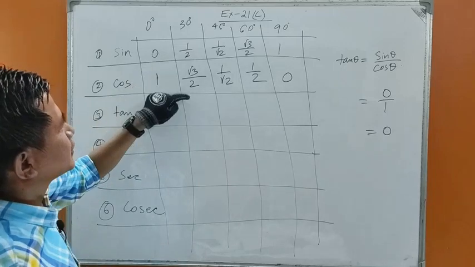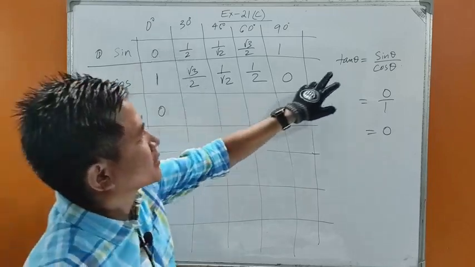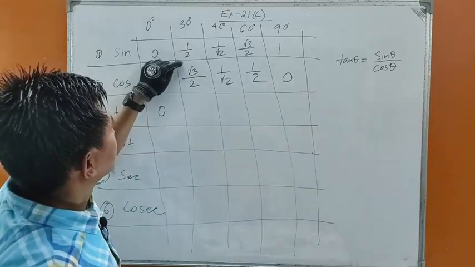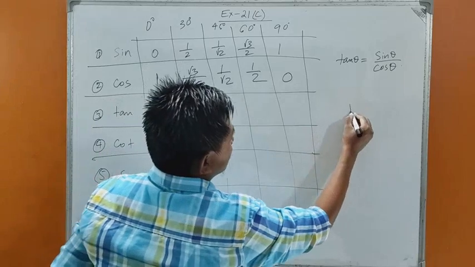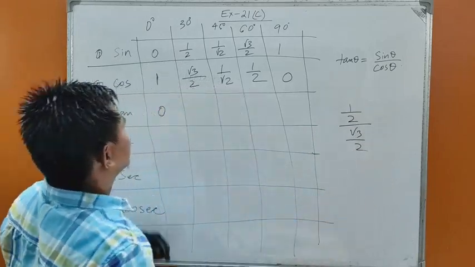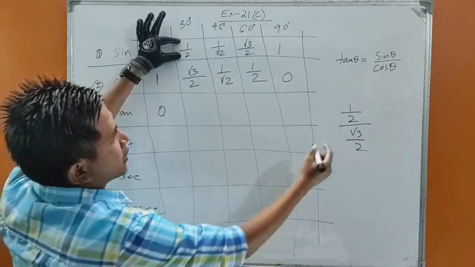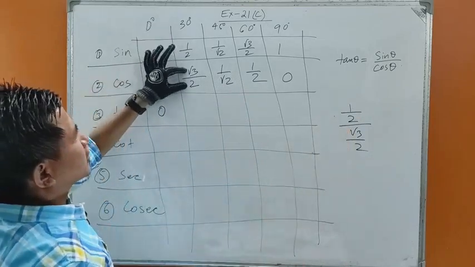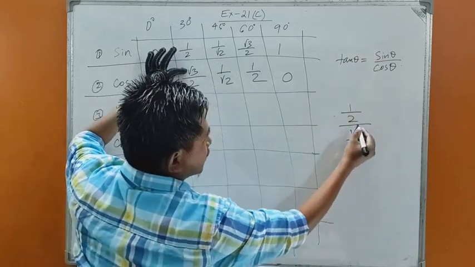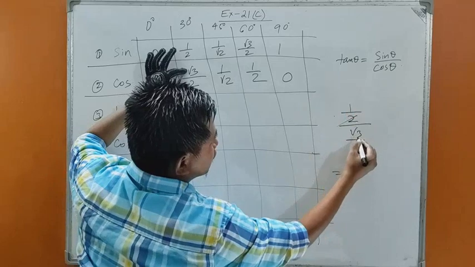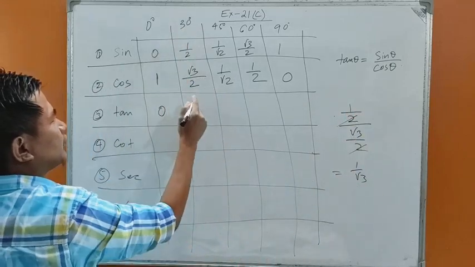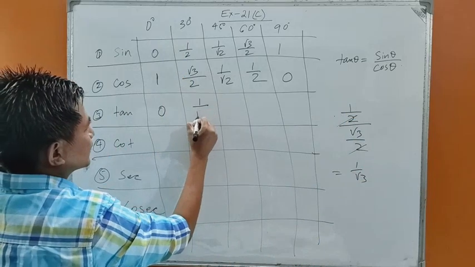So tan 30 degree means this upon this, isn't it? Because tan theta is sin theta by cos theta. So 1 upon 2 upon root 3 by 2. Sin 30 is 1 upon 2 and cos 30 is root 3 by 2. Tan theta means sin theta by cos theta. So this 2 and 2 get cancelled. We have 1 upon root 3, isn't it? So instead of tan 30 degree, we write 1 upon root 3.